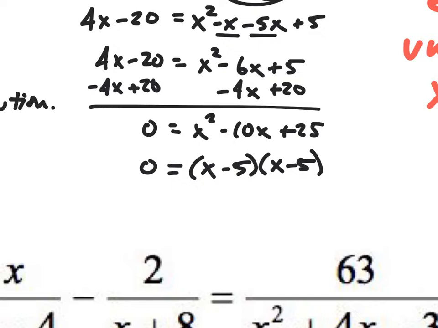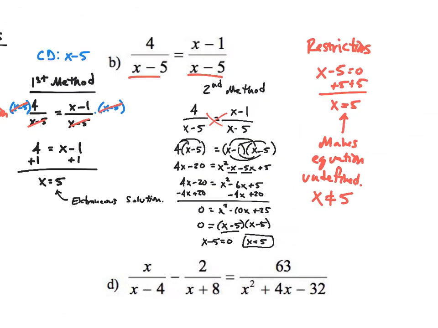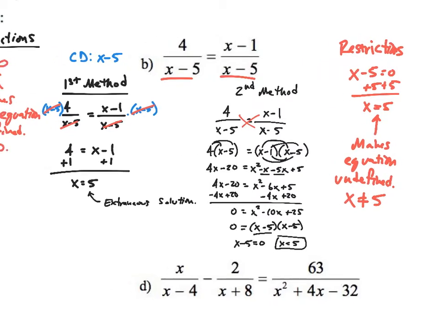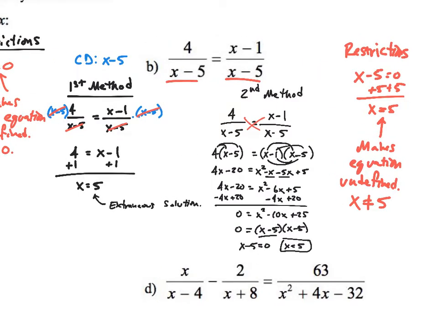Since both of those factors are the same, if I set one of them equal to 0, x minus 5 equals 0, I get x is equal to 5. So we get the same thing. One was definitely way easier than the other. The first method was way easier, but we get the same thing here and here.